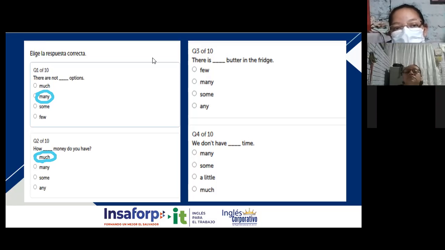Number three. Few. Remember that butter is uncountable, an uncountable noun. There is many. Few. Some. Some. In this case, the best one would be some.